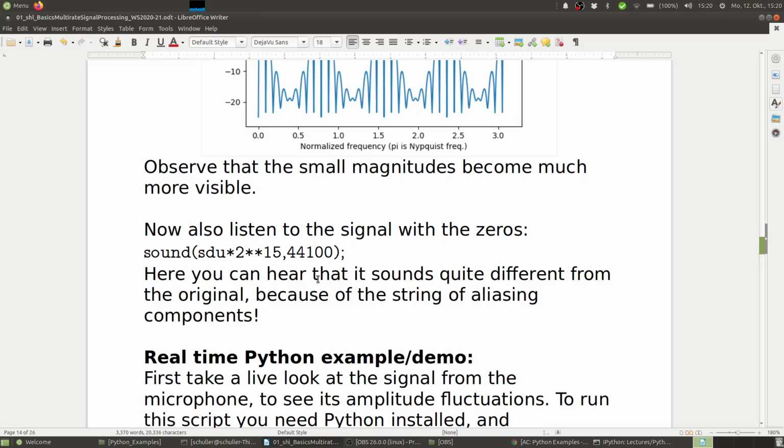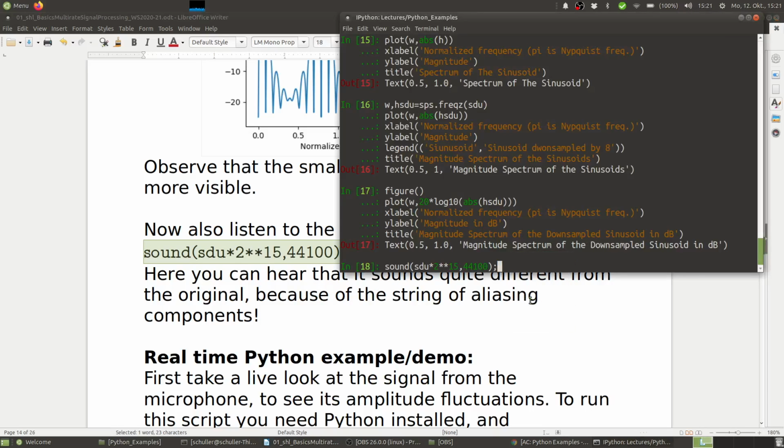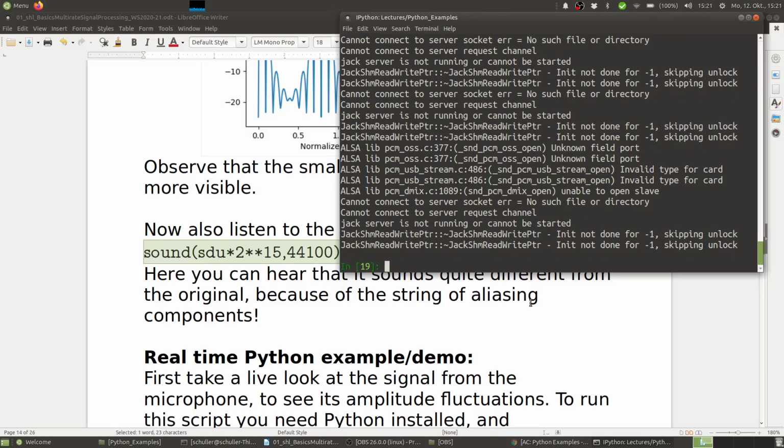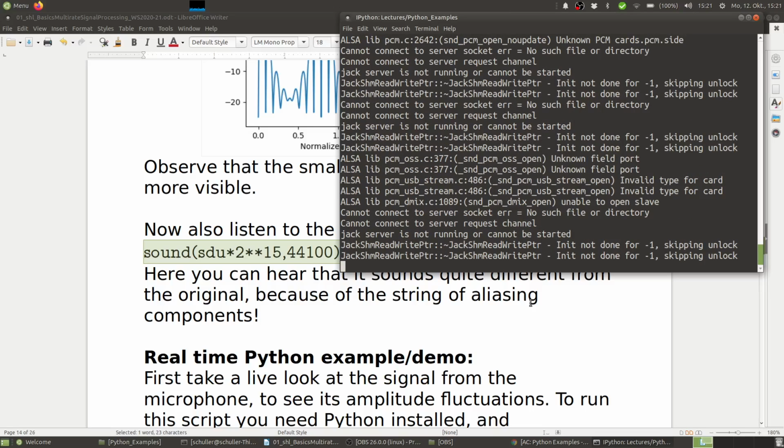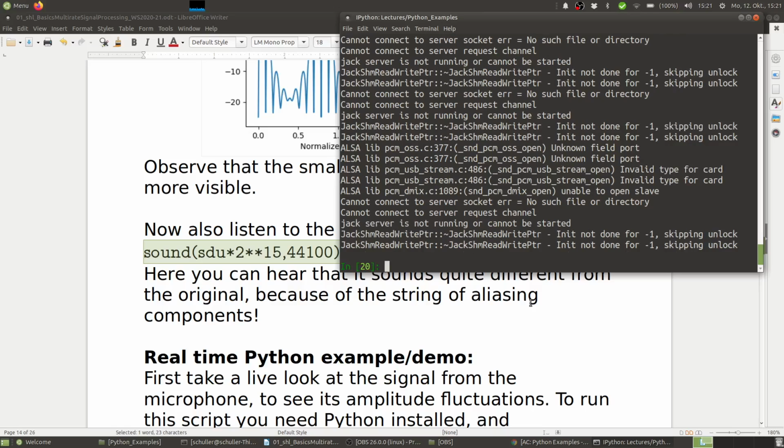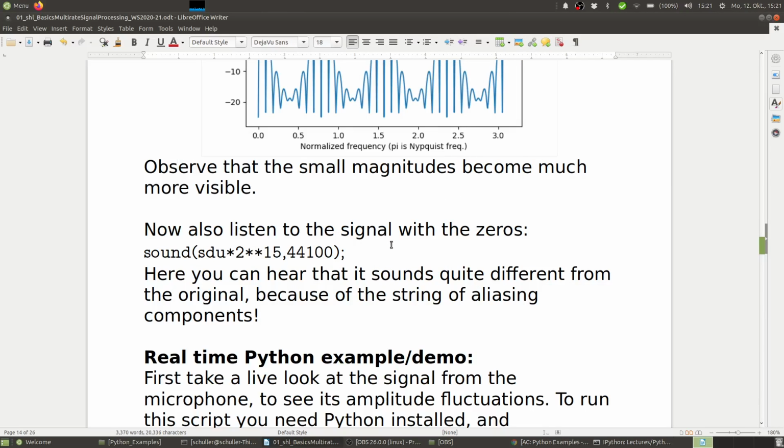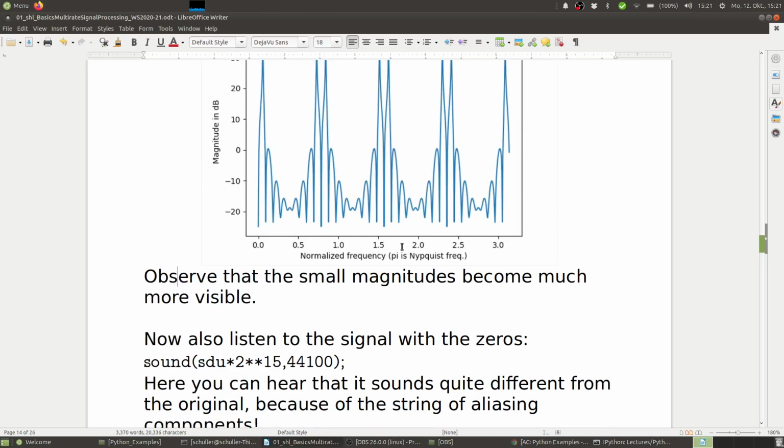Now we can also listen to the signal, including the zeros. So this should not sound good. Copy, paste. So you could hear the original at much lower loudness, and you can also hear those higher pitched tones, which are the spectral copies again. Yeah, so these are now the harmonics from doing the sampling, or the spectral copies from doing the sampling.